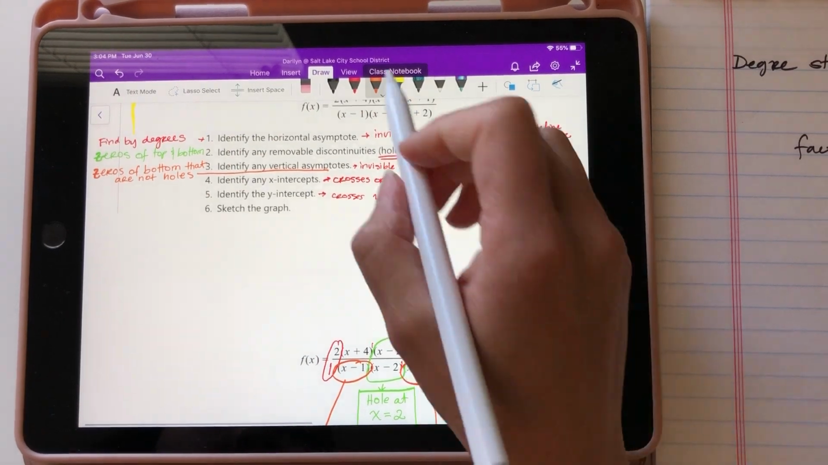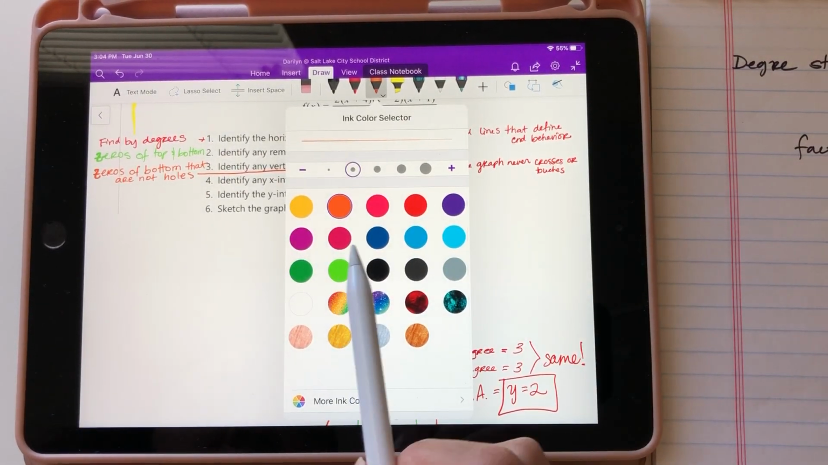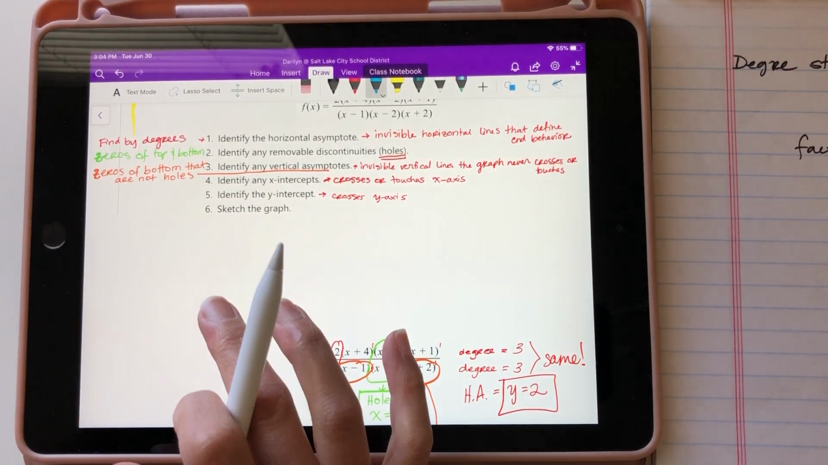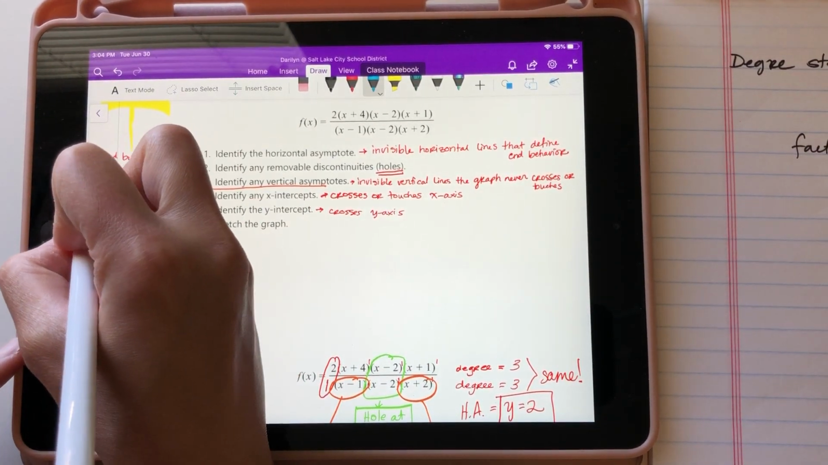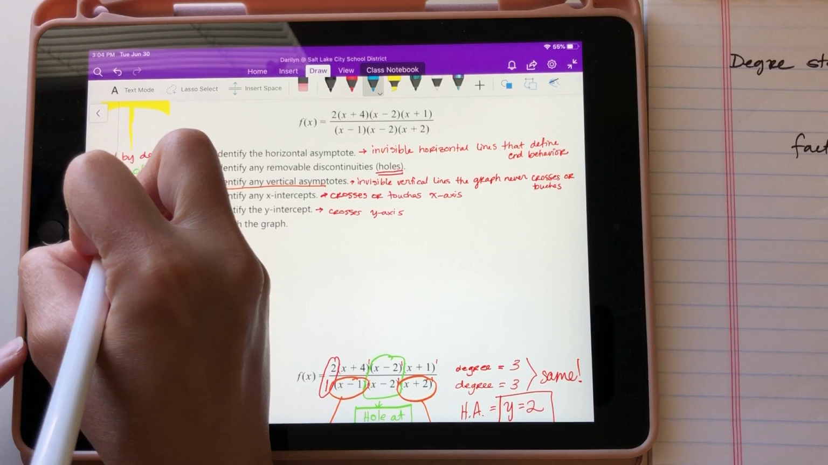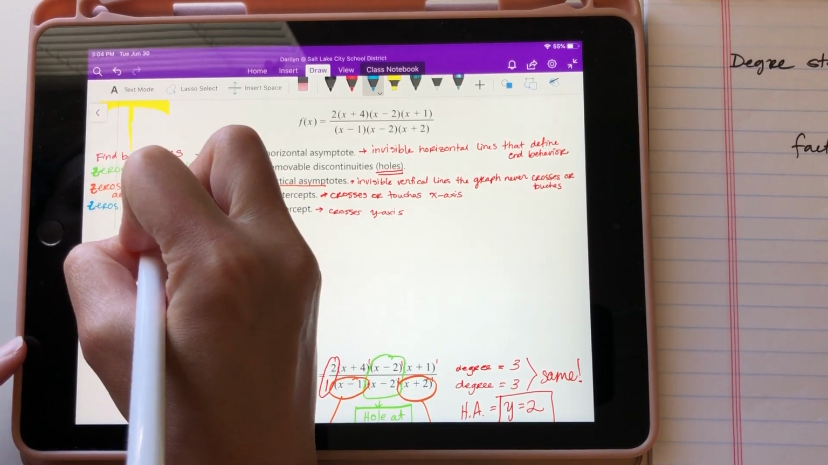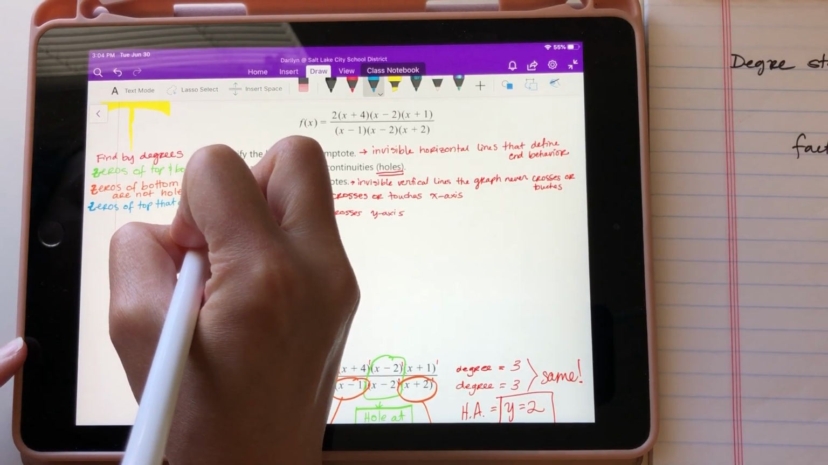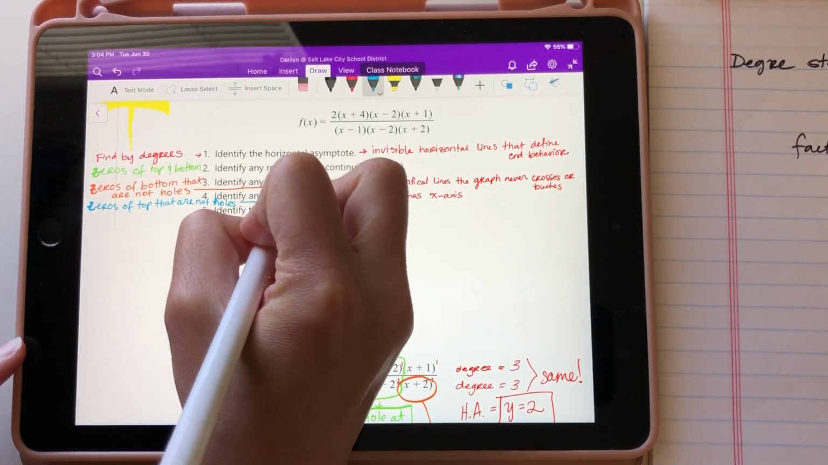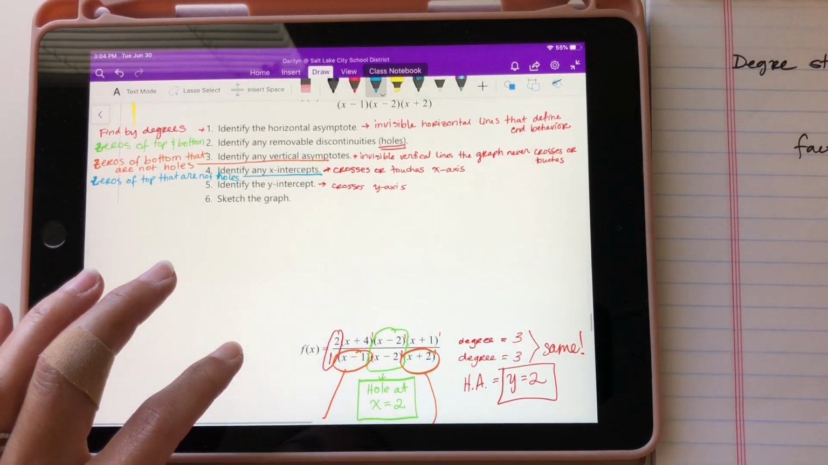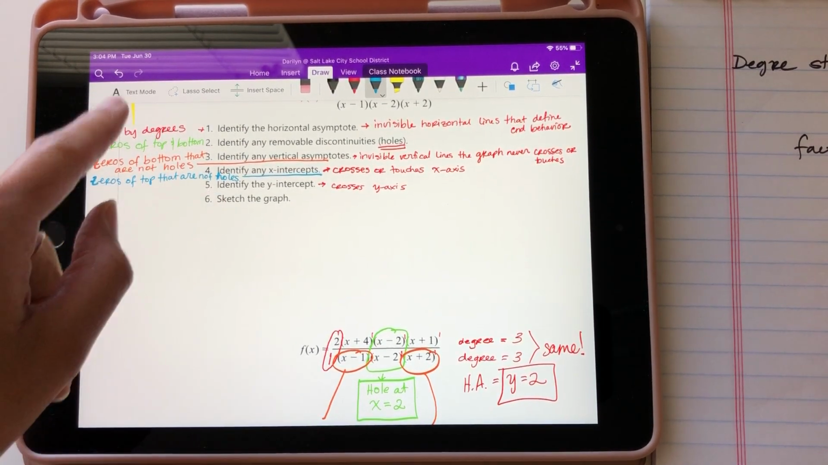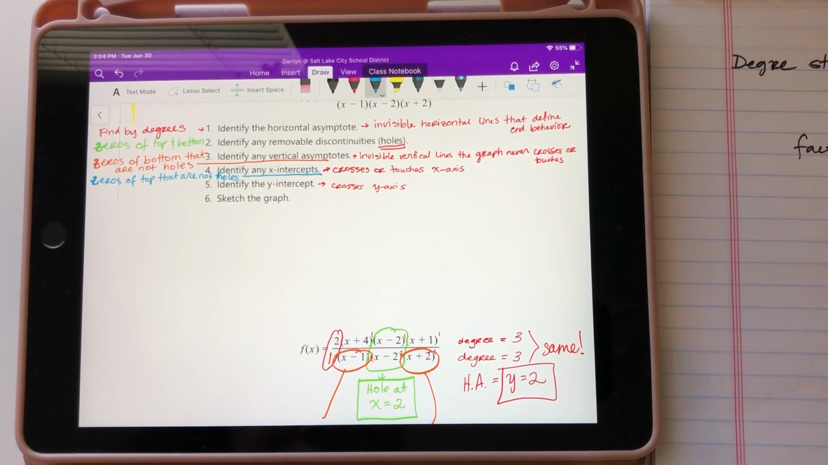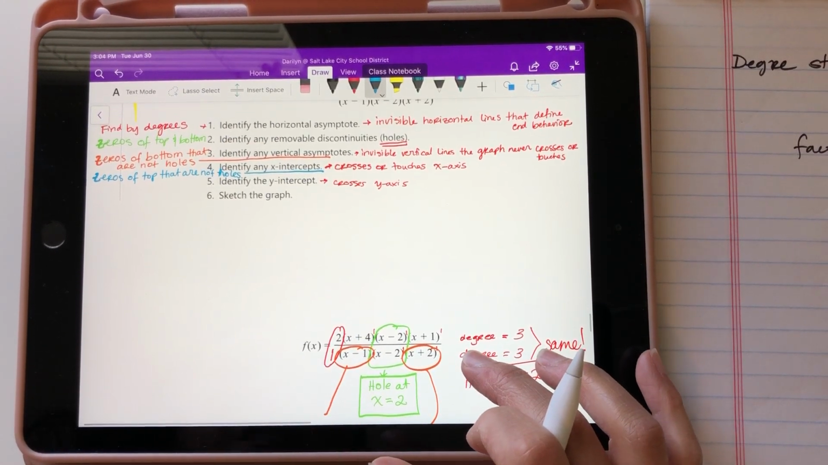All right, next up, let's use blue. Identify any x-intercepts. So x-intercepts are going to be zeros of the top that are not holes. Those are x-intercepts. Zeros of the top that are not holes. Hopefully this is clear enough for you. If I was doing it on the whiteboard, it would be a little more clear. So zeros of the top that are not holes.